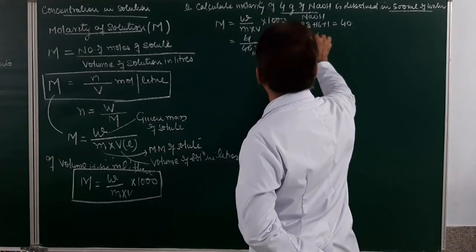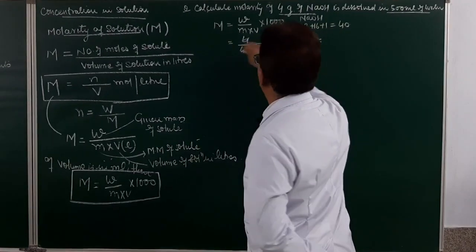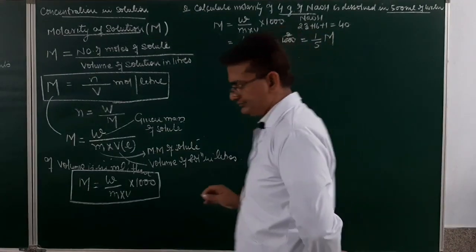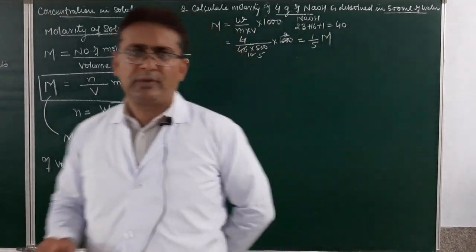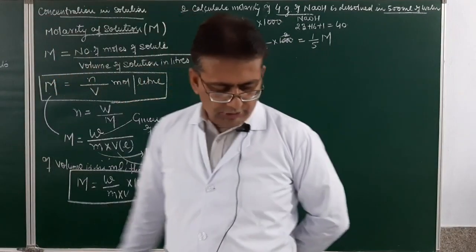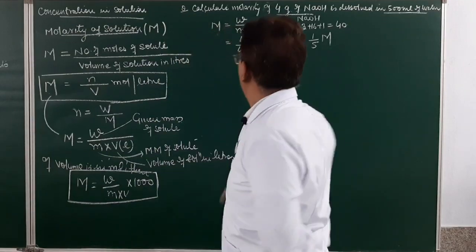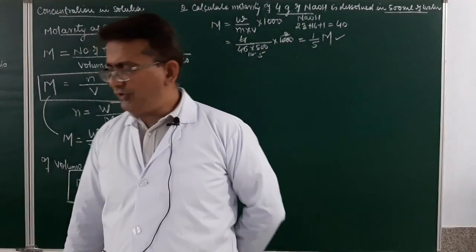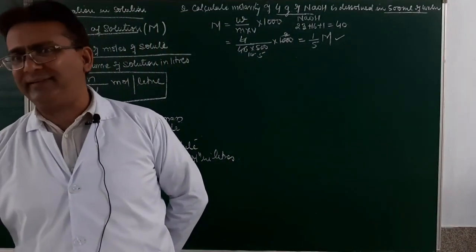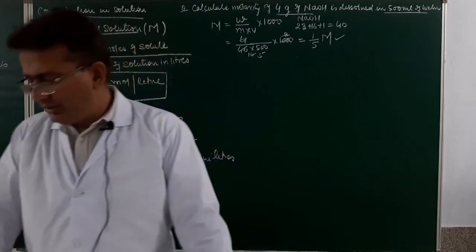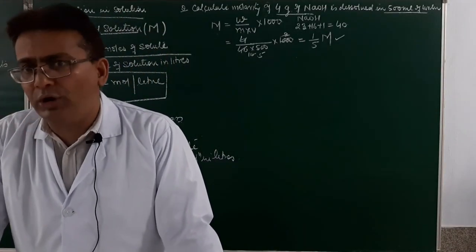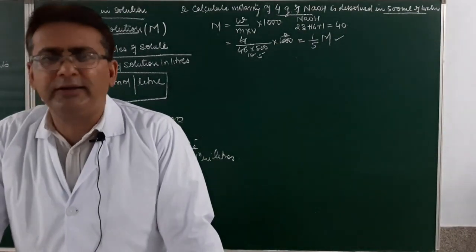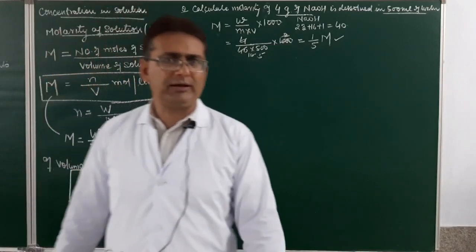So what is coming? 1 by 5, unit of expression capital M. So this will be equal to 1 by 5 molar or 0.2 molar. Am I clear? This is how we calculate the molarity of the solution. Now, as far as the expression of the molarity is concerned, if you write down a 1 molar solution, it means 1 mole of a solute is present in the liter of the solution. Am I clear?